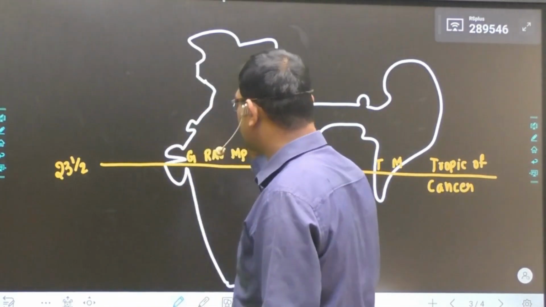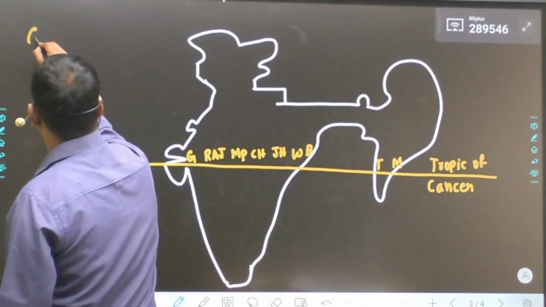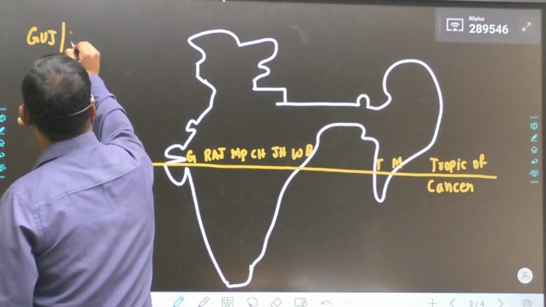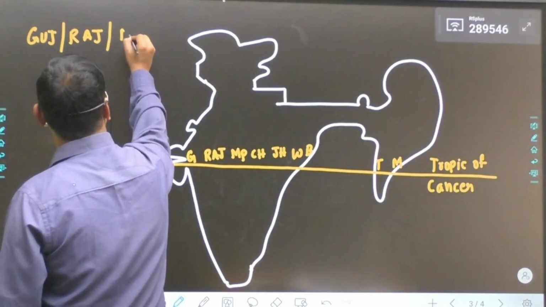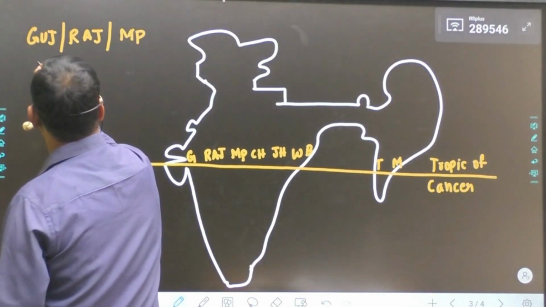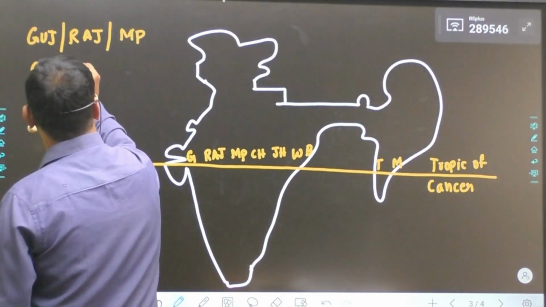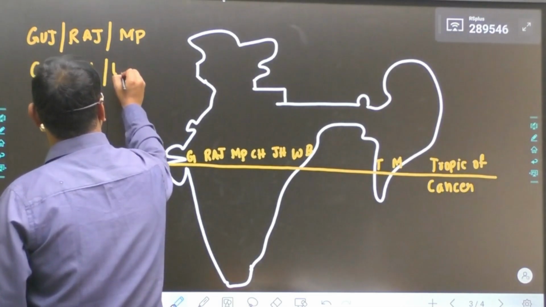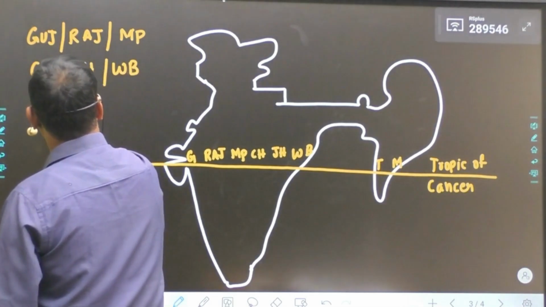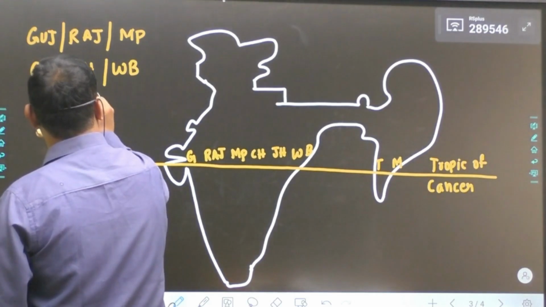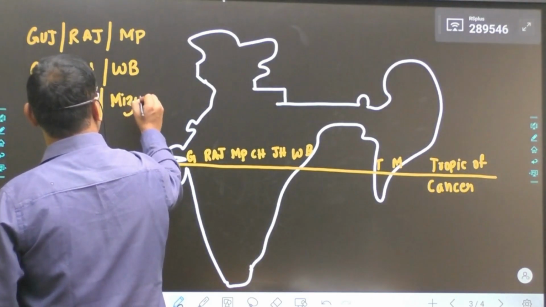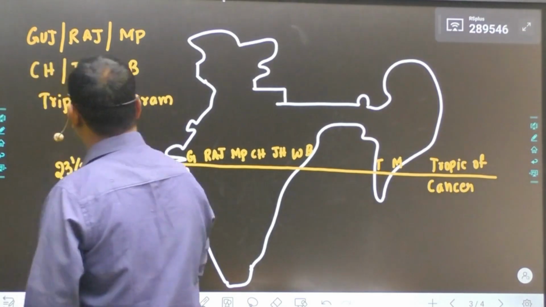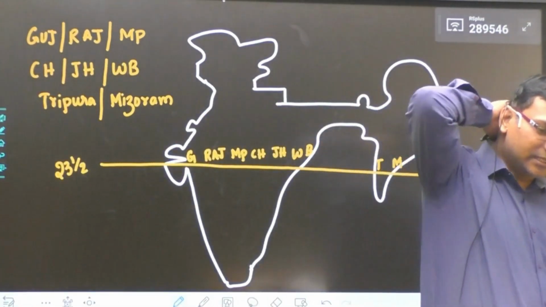So what are those? Just write it here. Gujarat, Rajasthan, then Madhya Pradesh, then Chhattisgarh, Jharkhand, West Bengal, Tripura, and your Mizoram. Am I right here? They are passing through this.